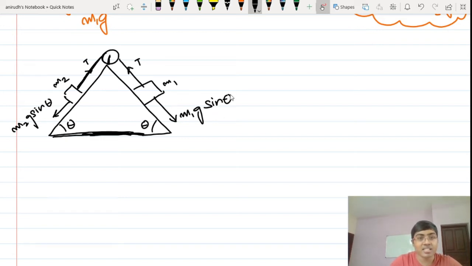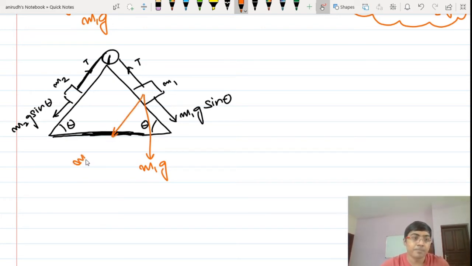Now, why did I take this as m1g sin theta? If some of you might not know this, I can explain that very easily. See, this is m1g, isn't it? This is the weight of the mass m1, which is in the vertical direction. Now, I am splitting this into two components. One is m1g cos theta, you can prove this geometrically, and this is m1g sin theta.